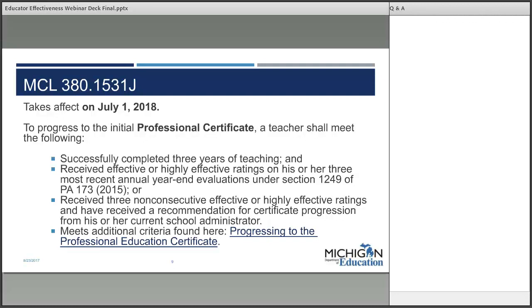So taking a closer look at the legislation with certification, and first, if you have just joined in through the conference call line, please make sure you mute your phone because we can hear a little bit of feedback there. Thank you. We appreciate it. Please remember to mute your phone if you've joined on the conference call line.